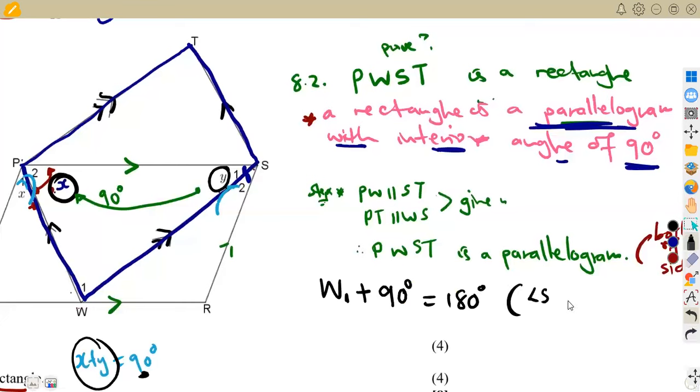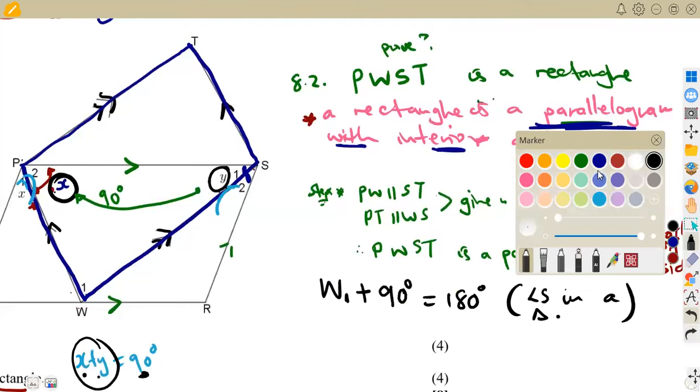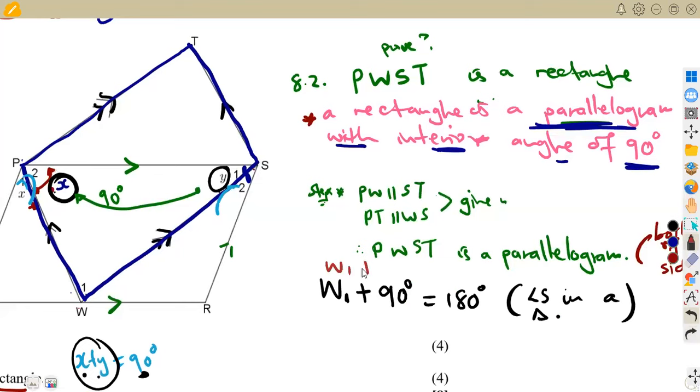We're talking about angles in a triangle. Angles in a triangle. All right. Considering triangle PWS. Because of that triangle, this part, these two angles give you 90 degrees, because this is X and this is Y. And we are saying the combination of X and Y is 90 degrees. So in actual sense, we are supposed to write this as angle W1 plus angle X plus angle Y is equal to 180 degrees, whereby x plus y is 90 degrees, which is this one.